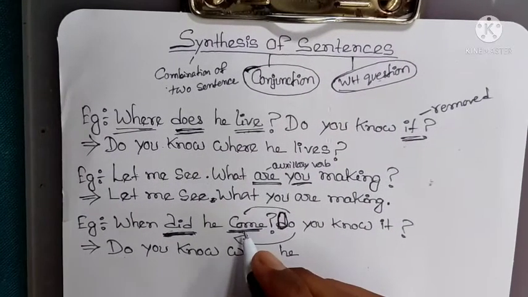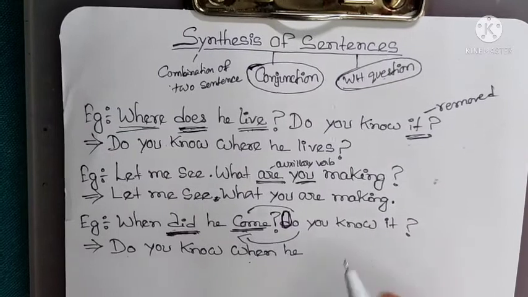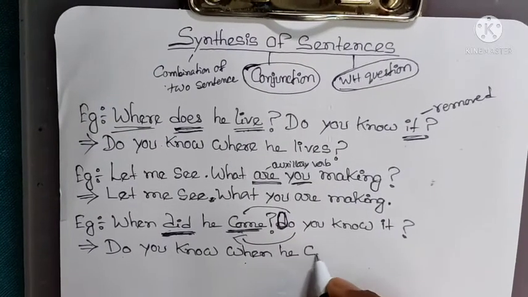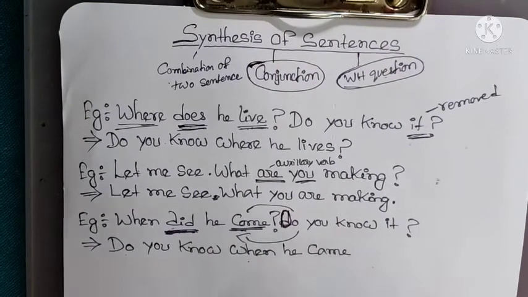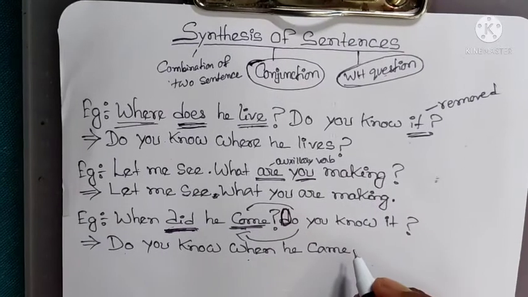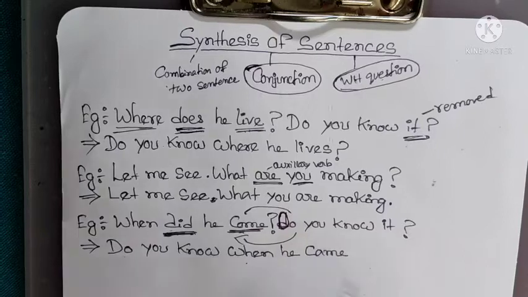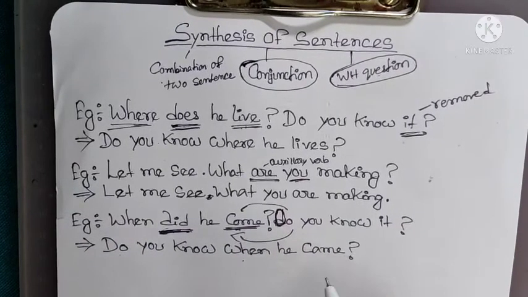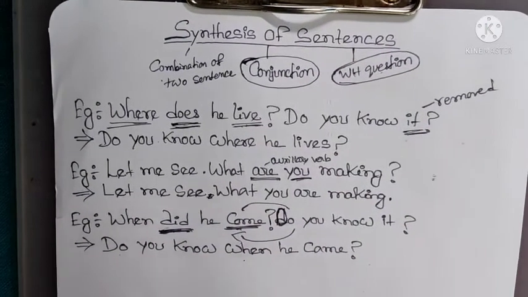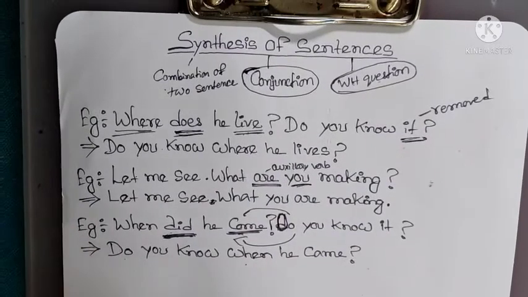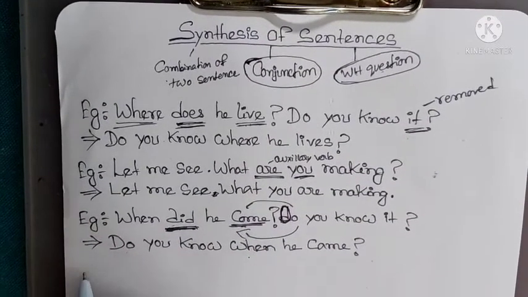If we make the word past, it will be "came", right? So it will be "came". Do you know when he came? Both sentences have a question mark, right? So we will put a question mark here. Do you know when he came? So this is the answer. Let's see another example.